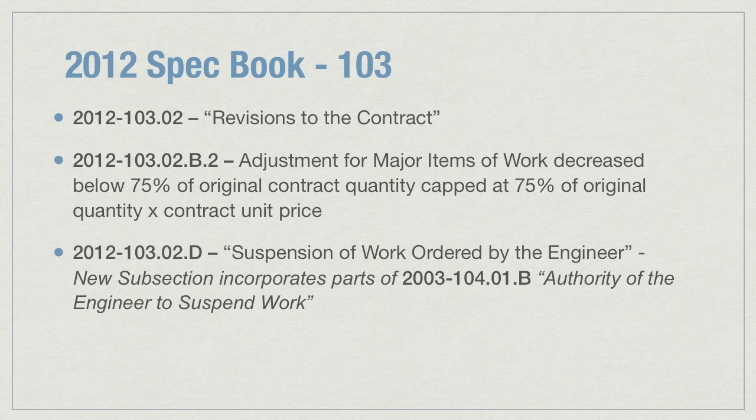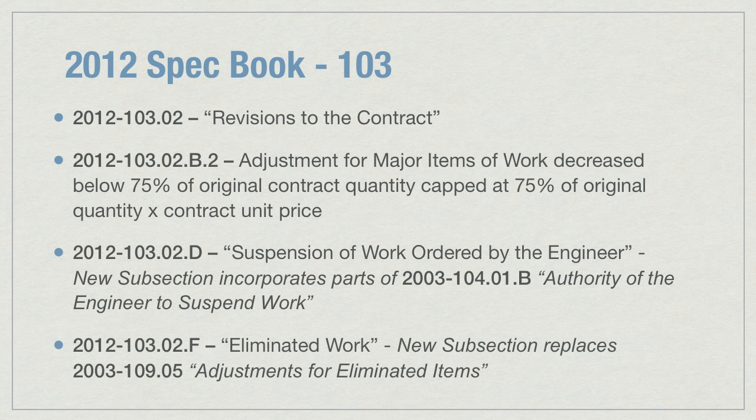Subsection 103.02.D, suspension of work ordered by the engineer, is a new subsection in the 2012 book that incorporates parts of 2003 subsection 104.01.B, authority of the engineer to suspend work. Subsection 103.02.F, eliminated work, is a new subsection that replaces old 109.05, adjustments for eliminated items.